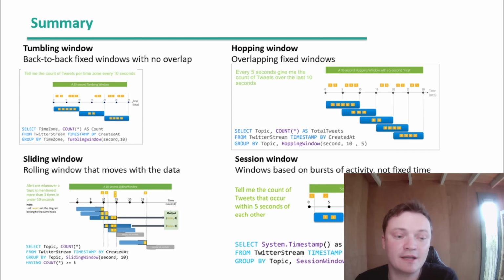So, a tumbling window is a back-to-back fixed window with no overlap. A hopping window has overlapping fixed windows. A sliding window is a rolling window that moves with the data, and a session window is based on bursts of activity, not fixed time.